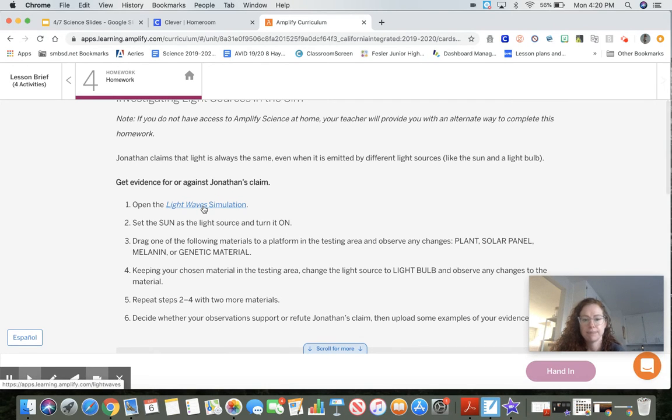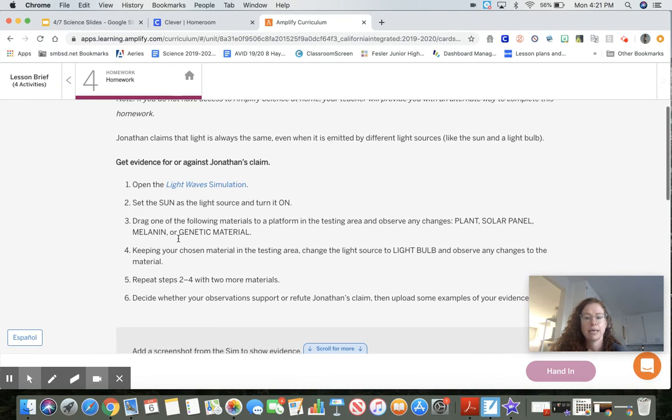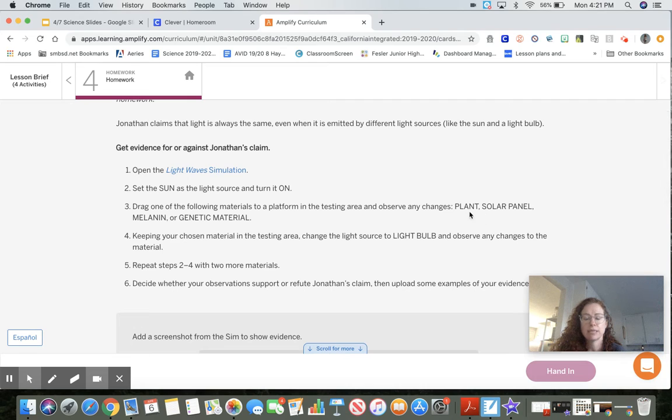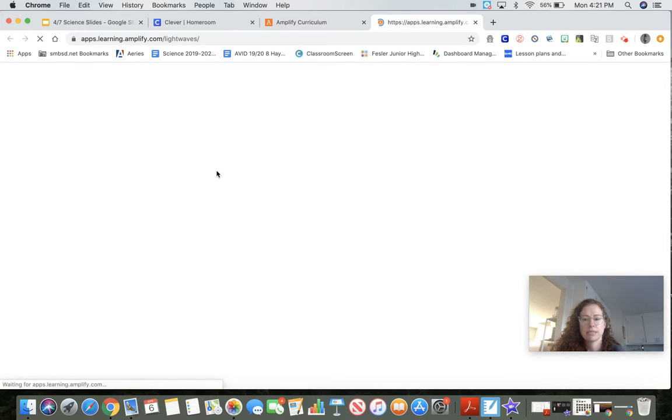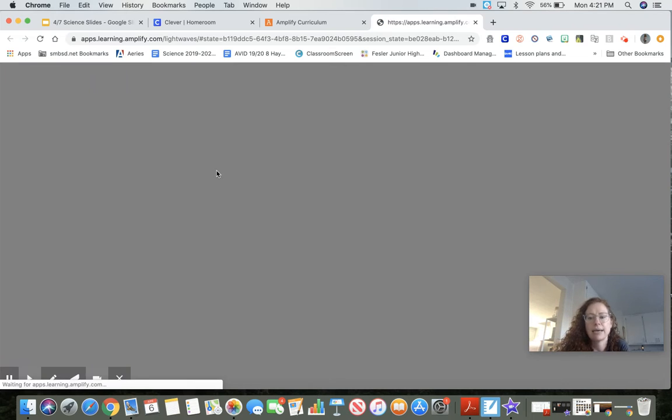So we're going to open our sim. We're going to turn the sunlight on. We're going to make sure we're using the sun first. And then we have 4 different things we can put in front of the light. We can either use the plant, the solar panel, the melanin, or the genetic material. So let me just get the sim open so you can see that.